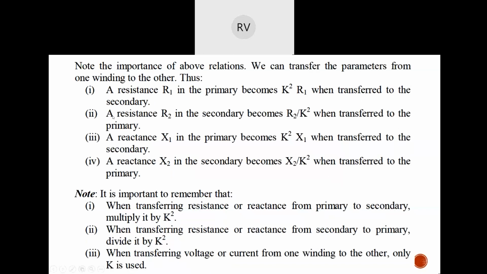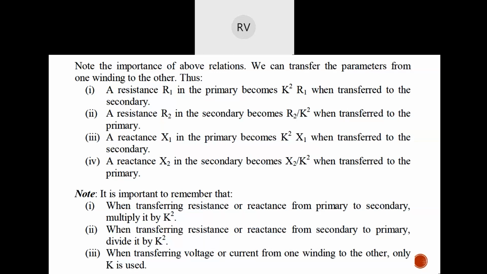So reactance X1 in the primary becomes K square into X1 when referred to the secondary, and the reactance X2 in the secondary becomes X2 by K square in the primary. Okay, so we can transfer the impedances from one side to the other, but we need to replace that transferred impedance with an equivalent impedance like this.